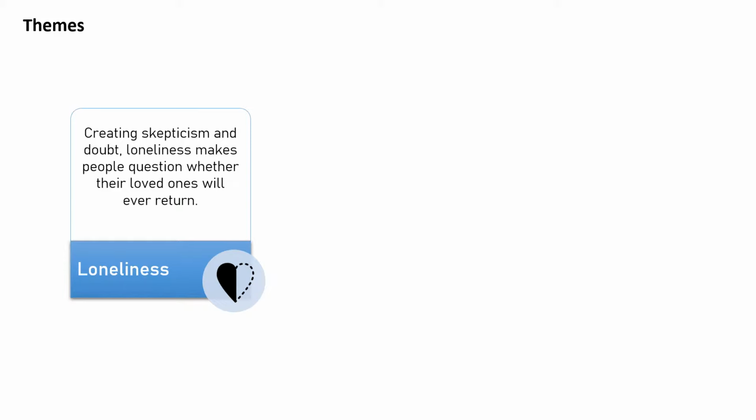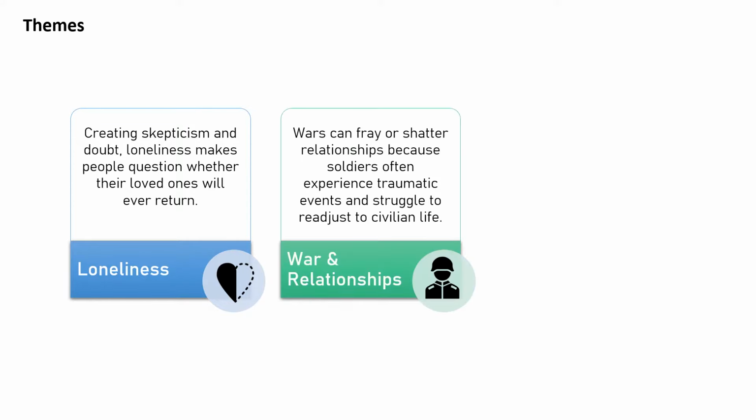A second idea surrounds war and relationships. Wars can fray or shatter relationships because soldiers often experience traumatic events and struggle to readjust to civilian life. And you can see in this poem the different feelings of those involved in a relationship. Although it's told from the perspective of a person who has been left behind at home and who's waiting for her lover to return, this poem also prompts us to think about how the lover himself might be feeling.